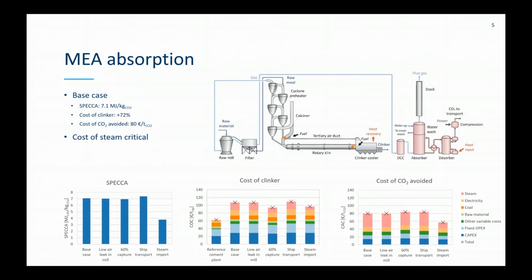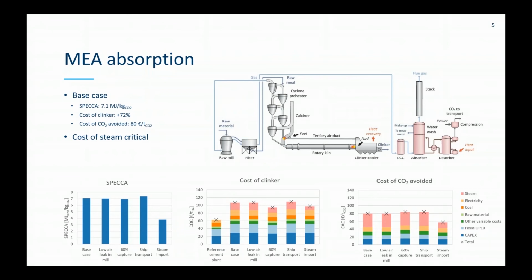For the MEA technology, it is the cost of steam that contributes most to the cost, as you can see in the light pink here in the cost breakdown, especially in the cost of CO2 avoided. And a small part of the steam demand was covered by waste heat that was recovered at the cement kiln, but the majority has to be supplied by other means, for example, a natural gas boiler.